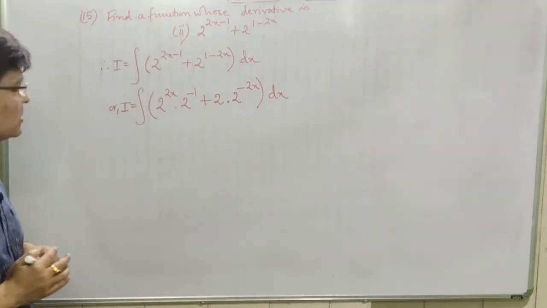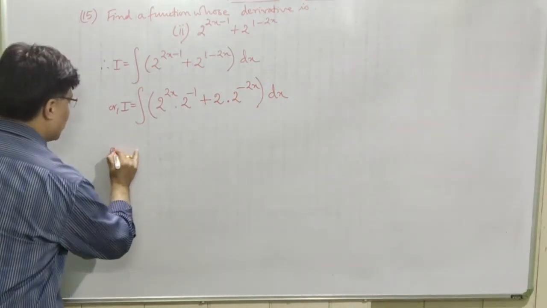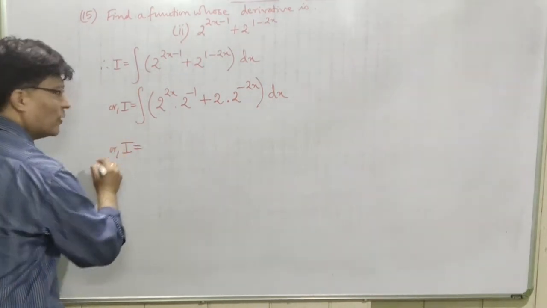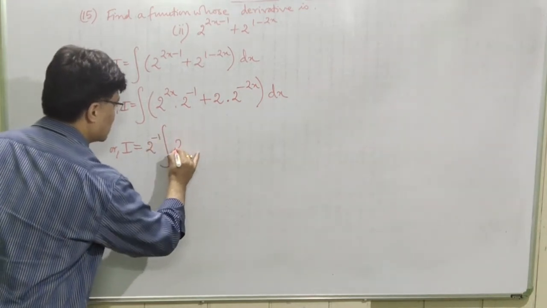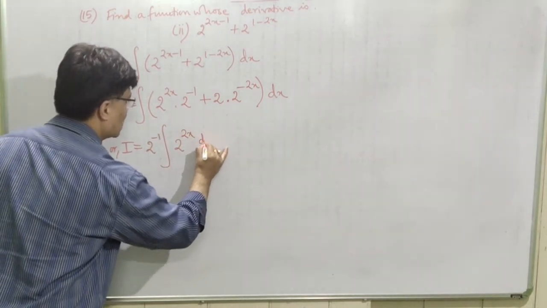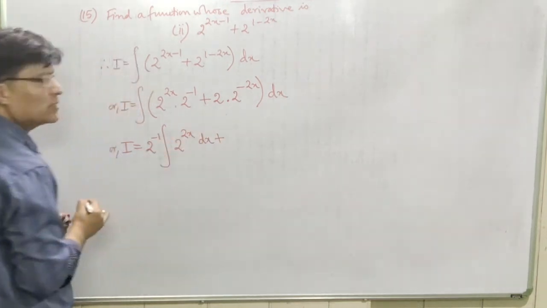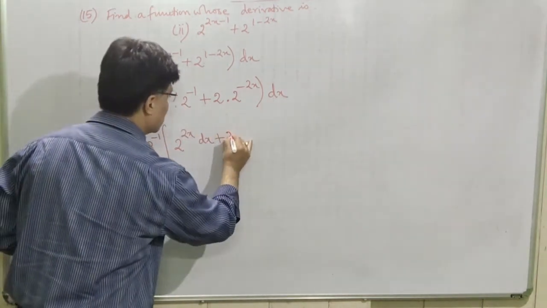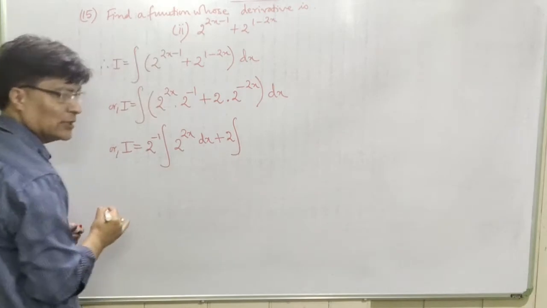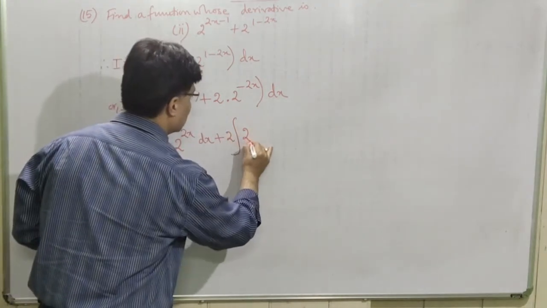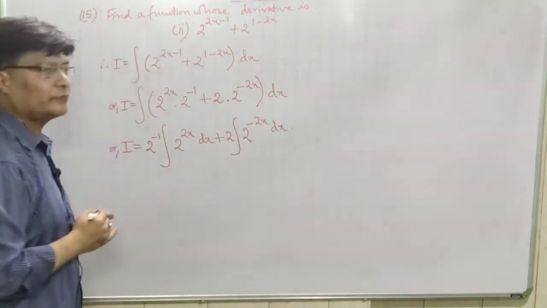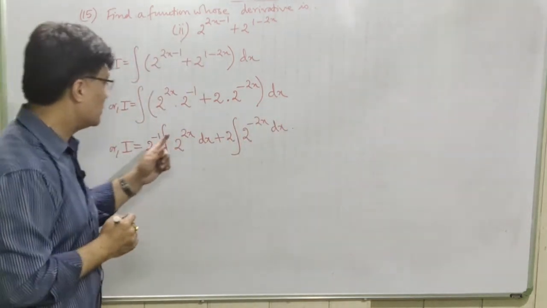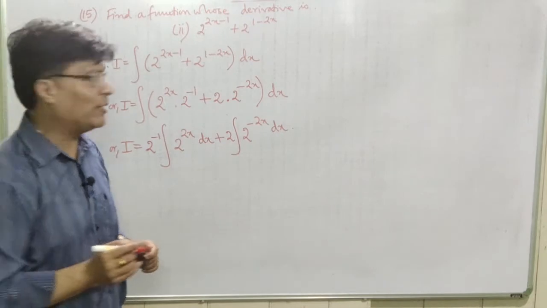I think I have understood it. So let us separate them. Constant terms you can write before the integral sign. So this is 2 to the power minus 1 integration of 2 to the power 2x dx plus next, 2 is constant, it is taken outside the integral sign. So integration of 2 to the power minus 2x dx. Is that clear? Now this is the formula a to the power mx.